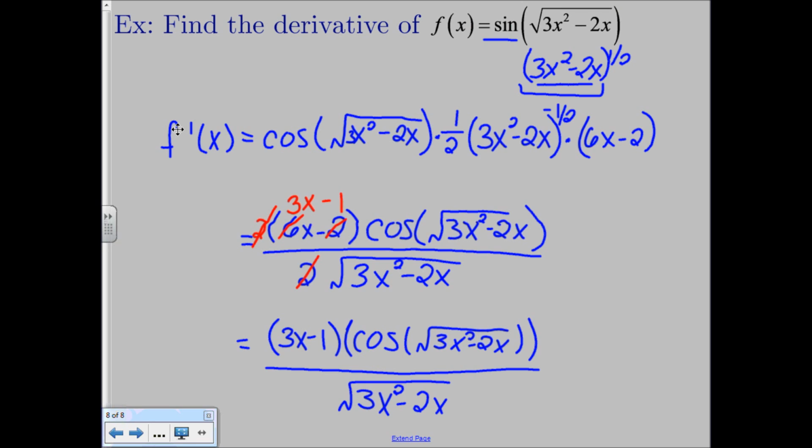But as long as you stay organized and remember to work from the outside in on your derivatives, and make sure you're checking to see if there's any multiplication or division going on, and if you can rewrite any radicals to be powers so you can apply your power rule, anything like that. Staying organized and working slowly and methodically through these problems is going to be what helps you to complete them most accurately.